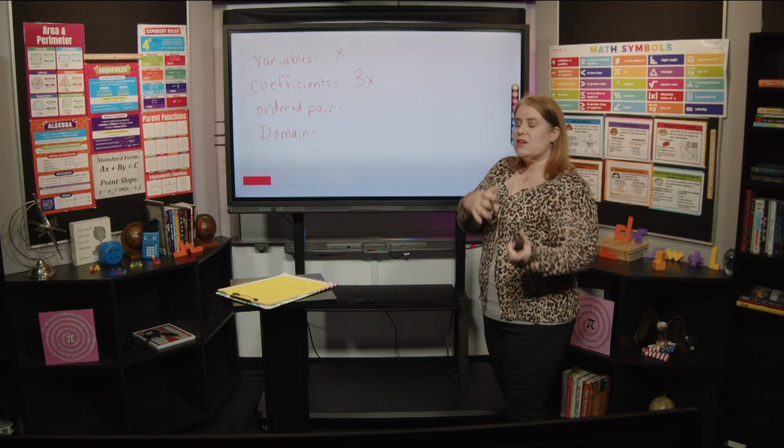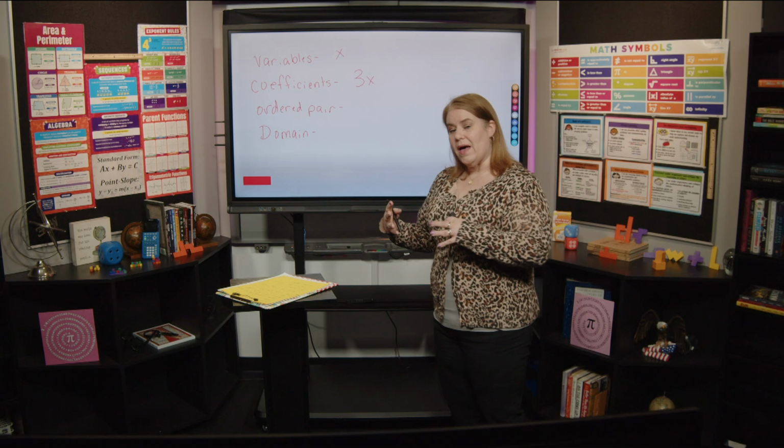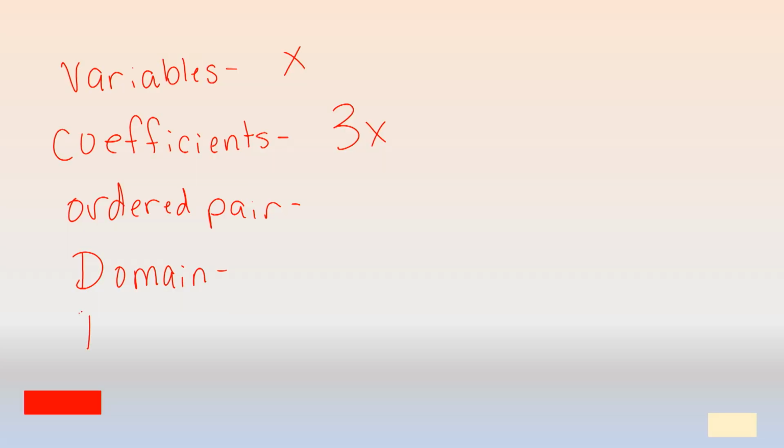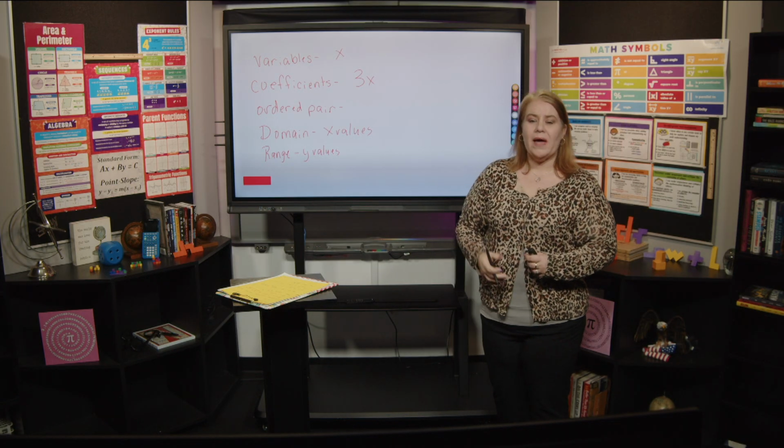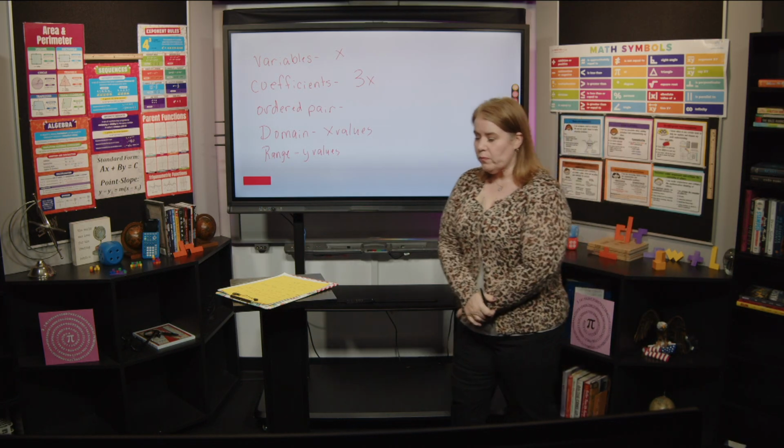And if we have a domain, then we also have to have a what? A range. Good job. So my domain is my x values in my ordered pairs, and my y values are my range. That helps us know how many times we go up on the graph or how many times I go down. My domain is telling me which way to go, left and right.